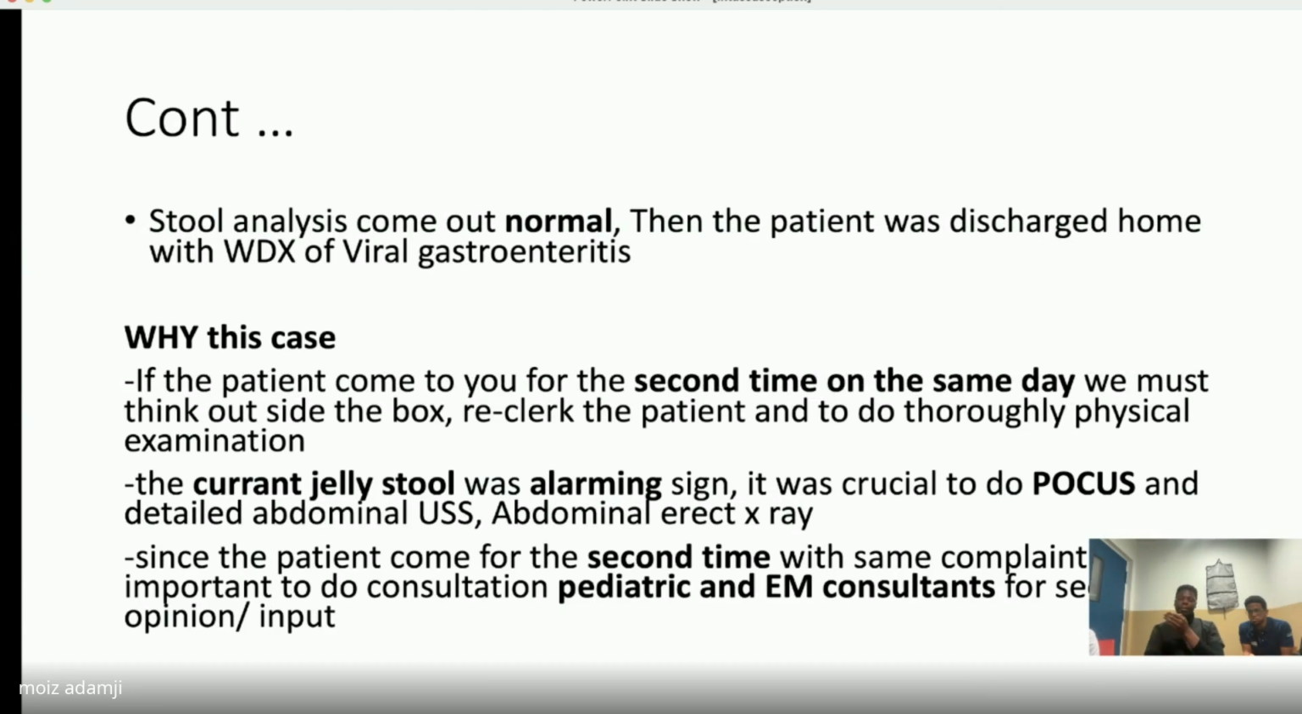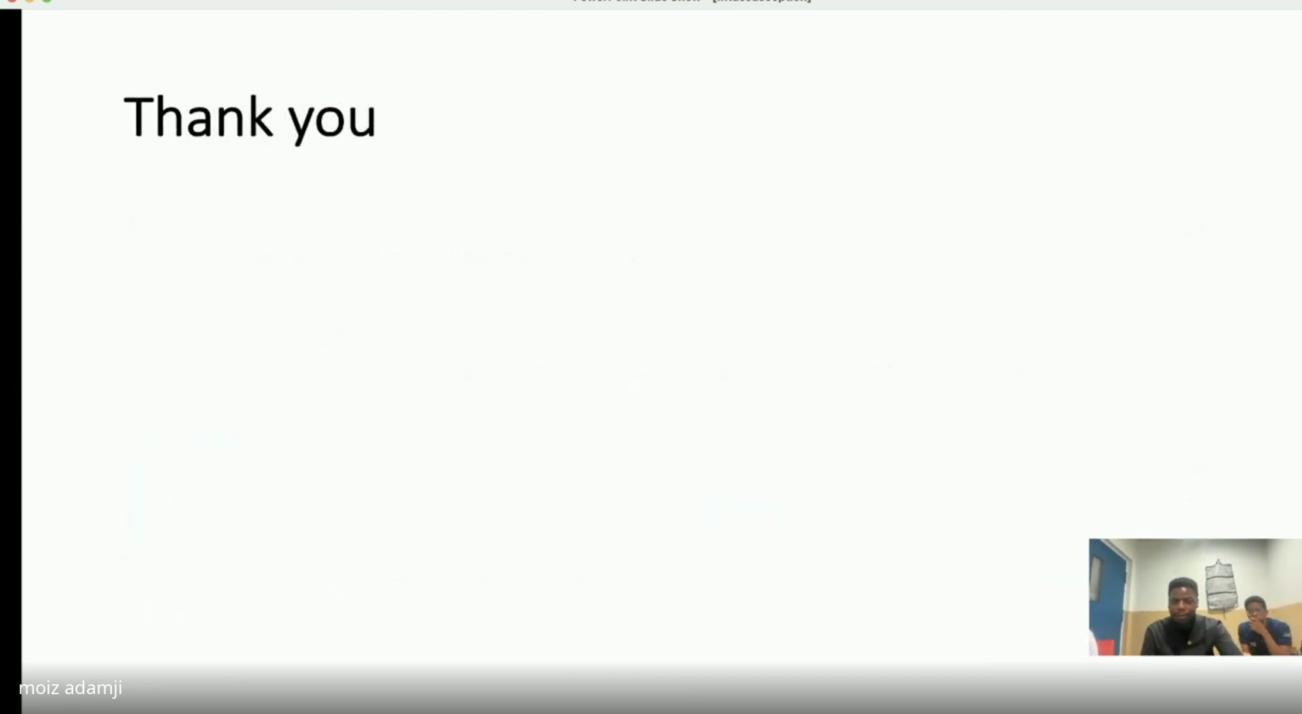The symptoms persisted since morning up to the night, so it was very important to do more. Since the patient came for the second time with the same complaint, it was important to consult the pediatric and EM consultants for a second input. Thank you.